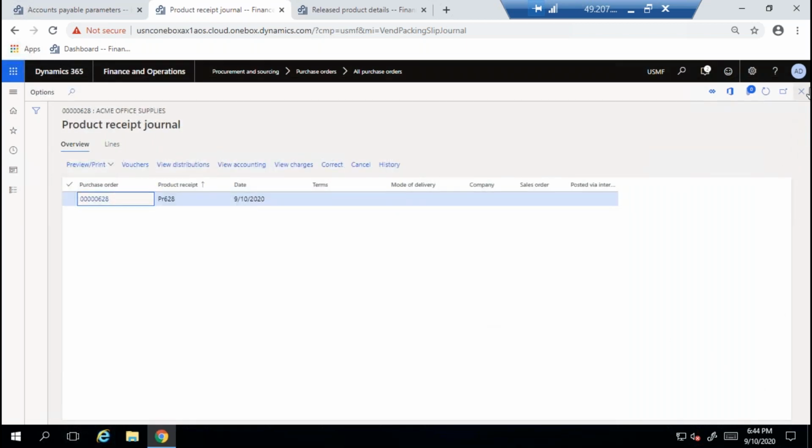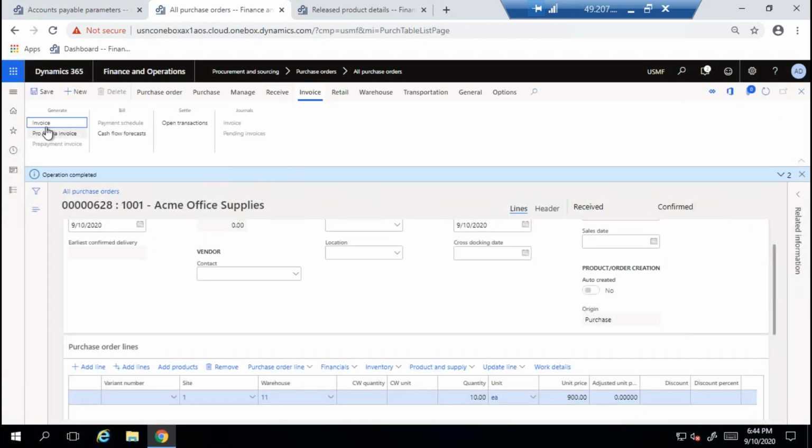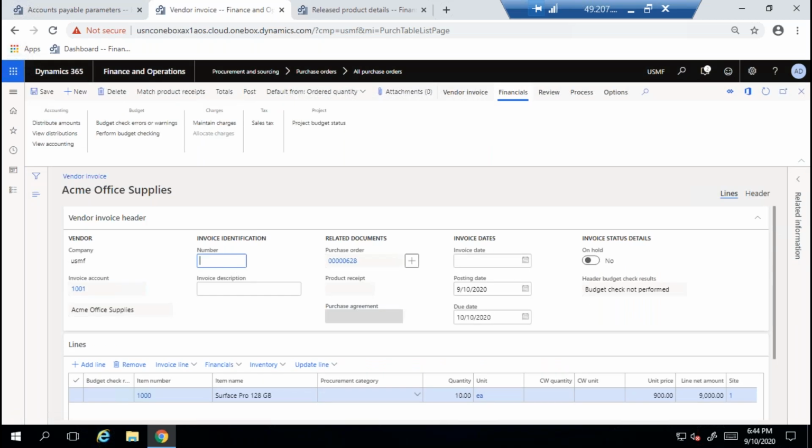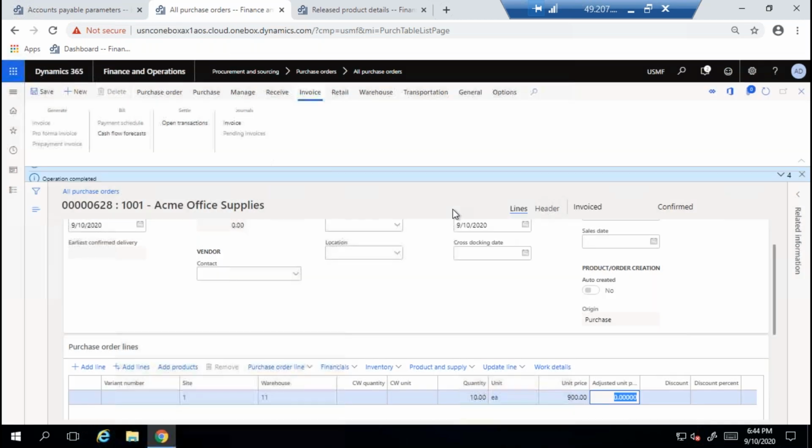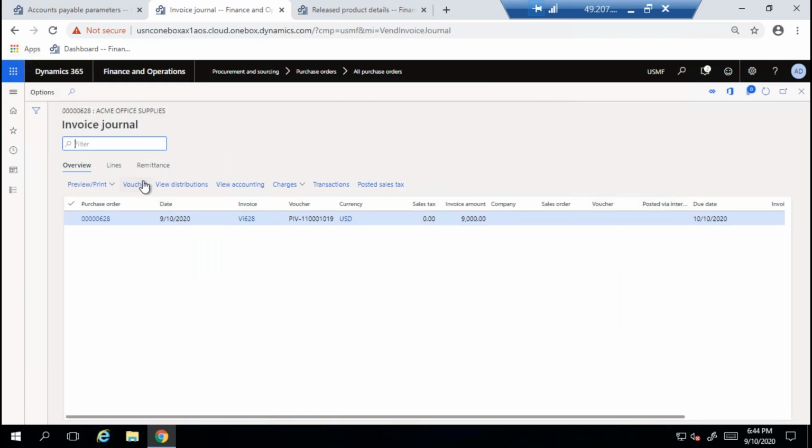Now I'm doing invoice. Vendor invoice. Suppose this number is received from the vendor. That number I need to enter here. I have entered. Now I'm posting. I have posted. If I verify the invoice, if it is not immediately posted, I will verify.